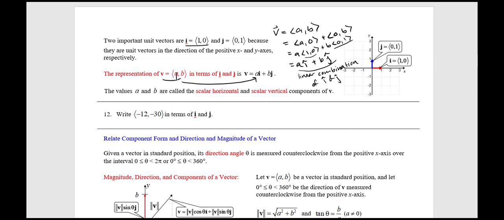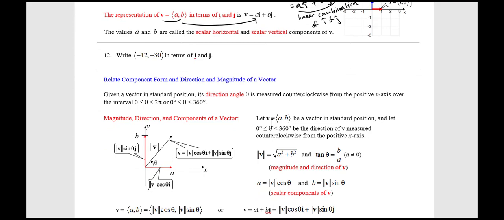Instead of putting its components in these vector brackets, we can write it as a scalar multiple of I plus a scalar multiple of J. Your book calls the A value the scalar horizontal and the B value the scalar vertical components. You might hear those called X and Y components or first and second components. I've been calling them run and rise. Horizontals run, verticals rise. But this problem here, 12, is very easy.